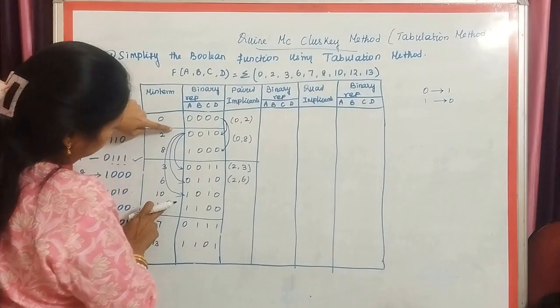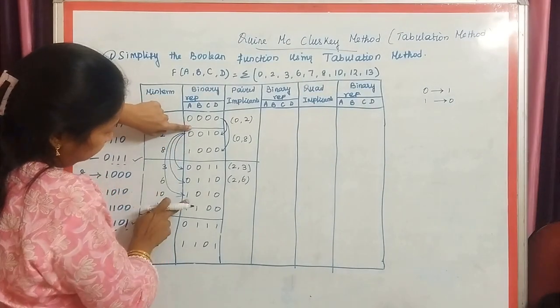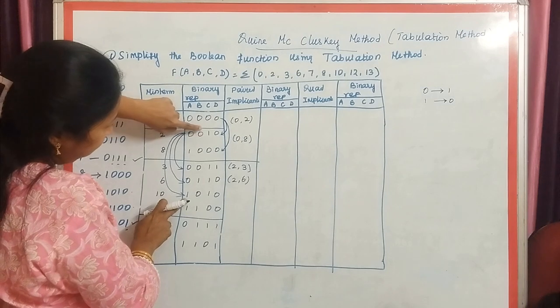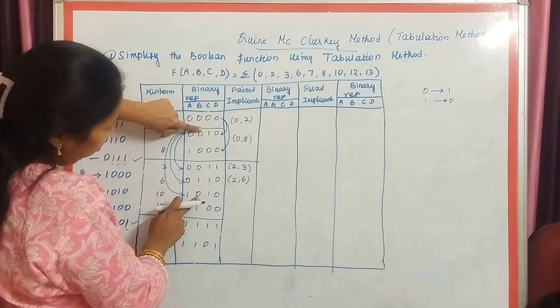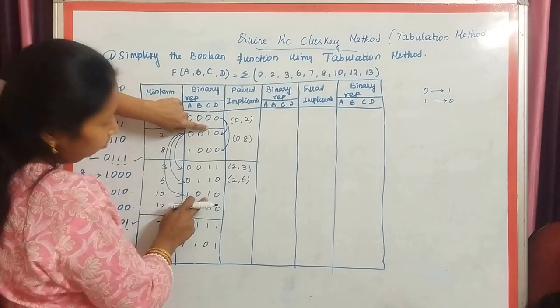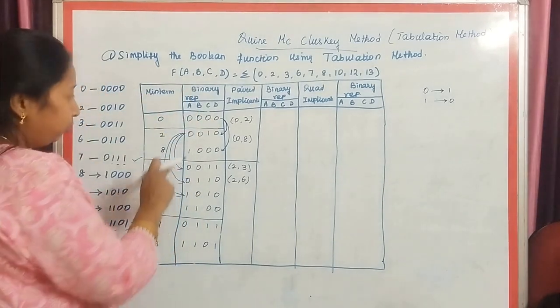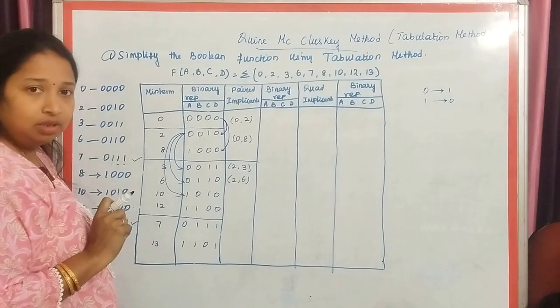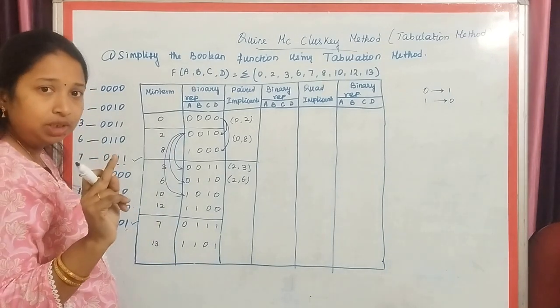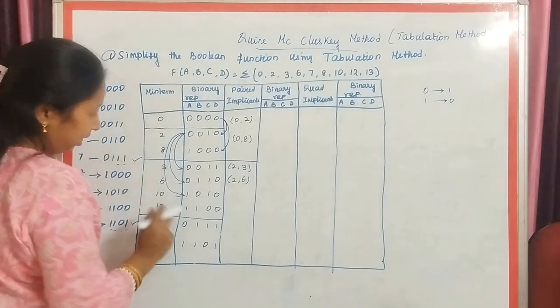When you're checking 2 with 10, first bit, there is a bit change that is happening. Second bit, both are 0, so no change. Third bit again, both are 1, so no change. Fourth bit again, both are 0, so no change. So only the first bit is changing, meaning there is only one bit change that is happening. So this again is a valid pair.